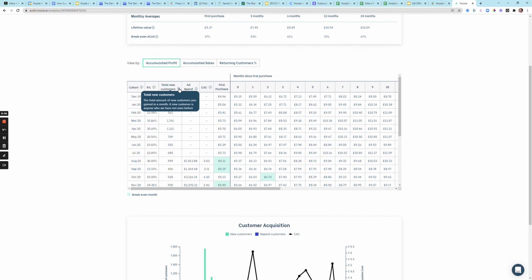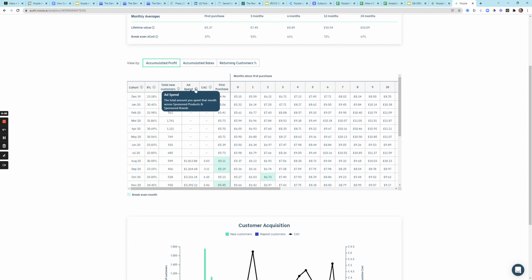So again, this is the total number of new customers you gained in a particular month. And this is quite a strict definition. It's somebody that we literally have not seen before. So when you're on board with Nozzle, we can go back 2 years to get every single order in your account. And if we haven't seen this person before, they're going to count as a new customer, and they're going to appear here. Ad spend.